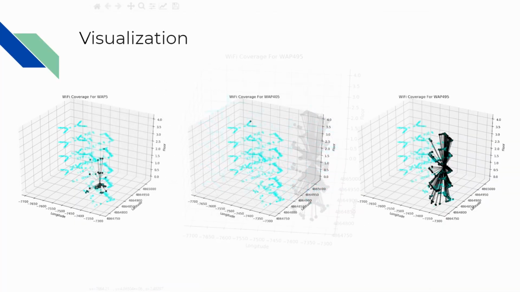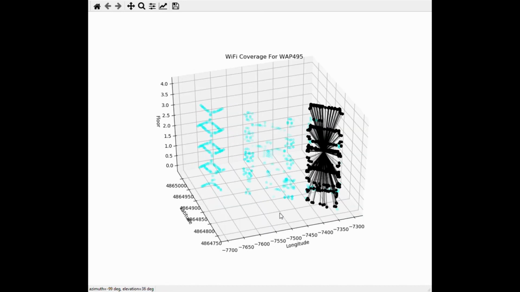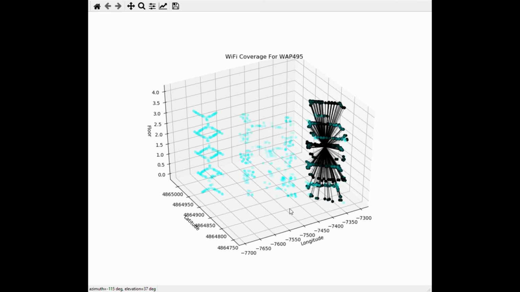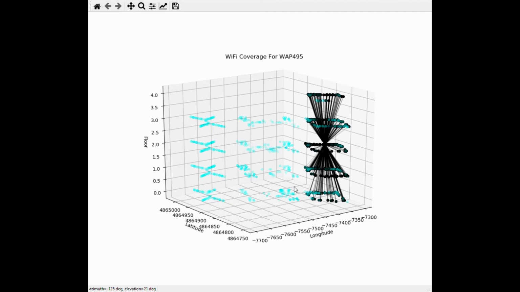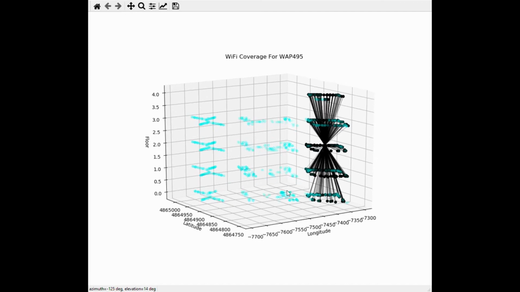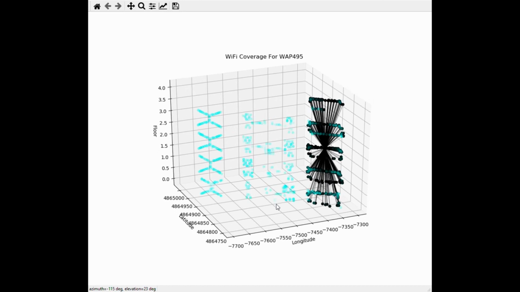However, in this figure, we can see that the wireless coverage for wireless access point 495 is immense. It covers almost this entire building, which means that if we detect it, it doesn't actually mean that much. We can tell we're in this building, but it's very difficult to tell which floor we're at.